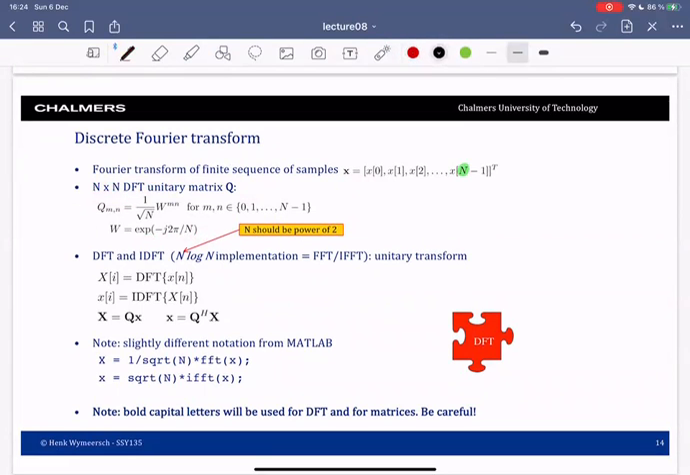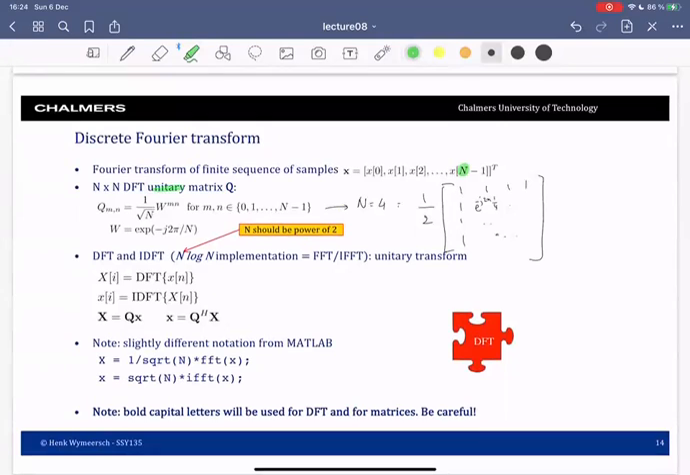Maybe it's good to do an example for n equal to 4, right? It will be 1 over 2. And then the first row will be 1, 1, 1, 1. Sorry for that. And then this first element will be e to the power minus j 2 pi 1 over 4. And then you can populate all the other entries in this matrix as well.